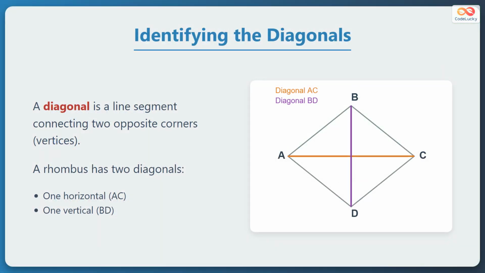Now, let us talk about diagonals. A diagonal is simply a line that connects one corner of a shape to the opposite corner. A rhombus has two diagonals. In the image shown, one connects points A and C, and the other connects points B and D.